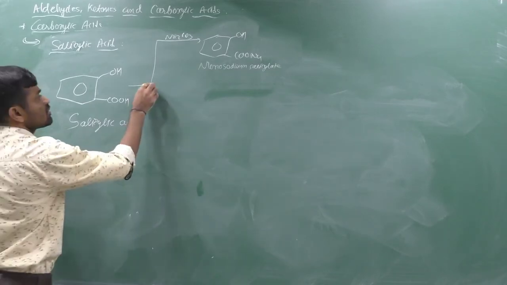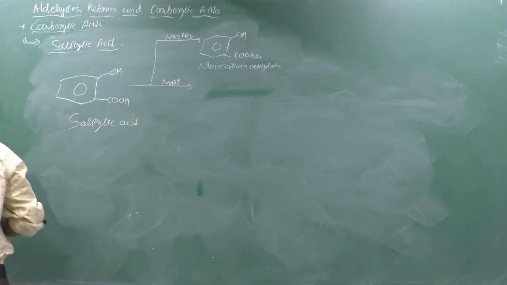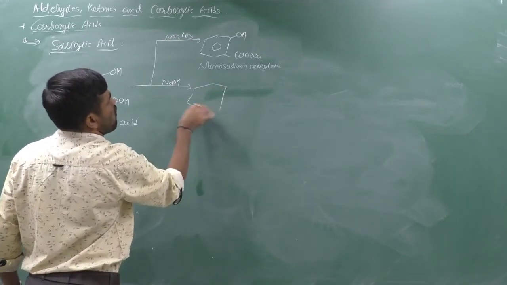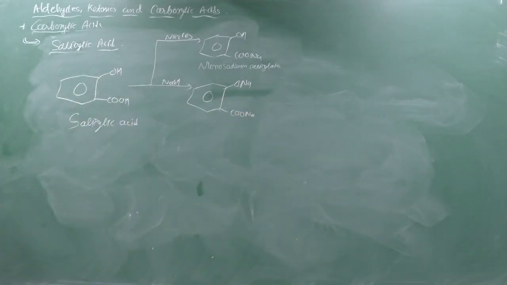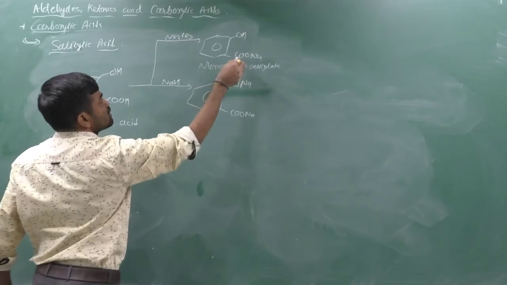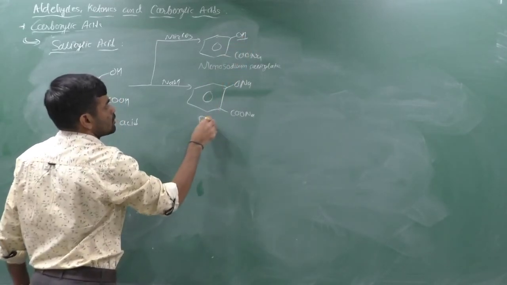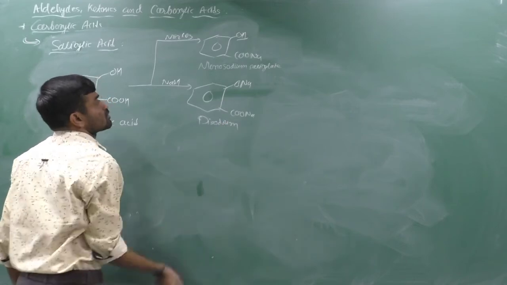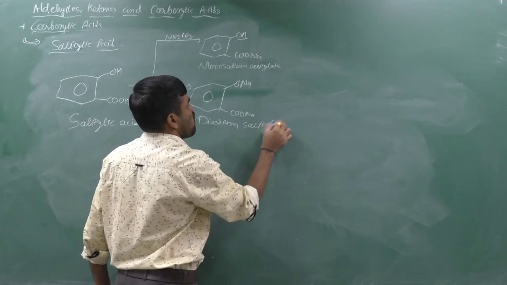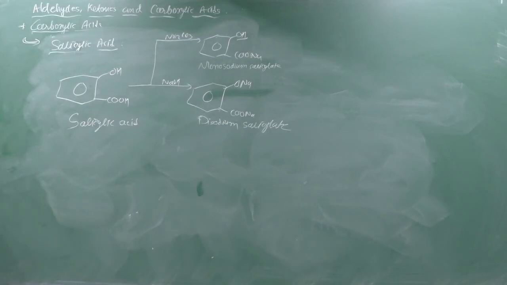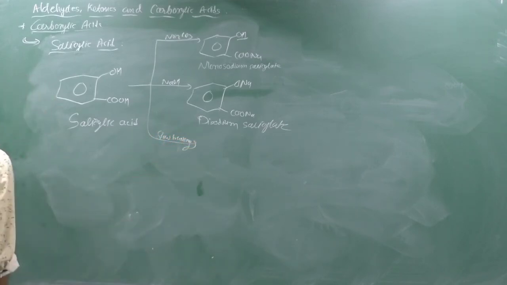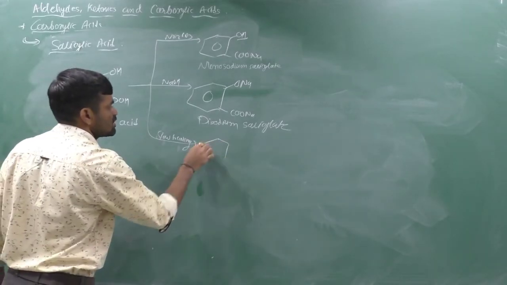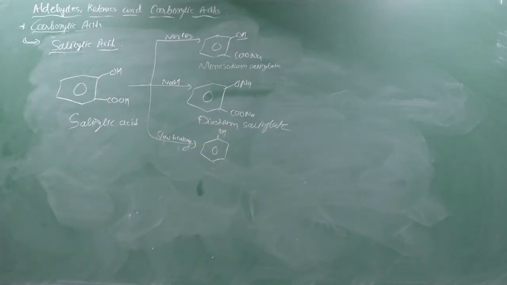Yes, if we treat with a strong base like NaOH, then both groups are converted to salt, ONa and COONa. Now we can say that it is disodium salicylate. Here both got converted, whereas earlier OH was not. If we slowly heat it, then it gives only and only phenol. CO2 is released here, and the final product is phenol.